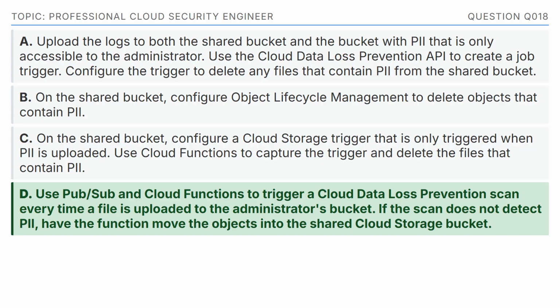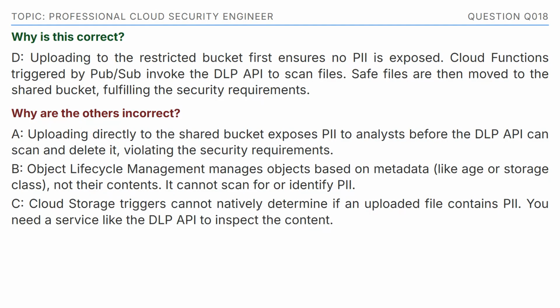Use Pub/Sub and Cloud Functions to trigger a Cloud Data Loss Prevention scan every time a file is uploaded to the administrator's bucket. If the scan does not detect PII, have the function move the objects into the shared cloud storage bucket. Why is this correct? D. Uploading to the restricted bucket first ensures no PII is exposed. Cloud Functions triggered by Pub/Sub invoke the DLP API to scan files. Safe files are then moved to the shared bucket, fulfilling the security requirements.